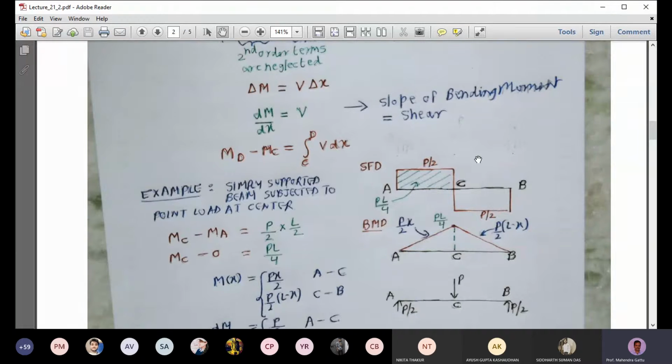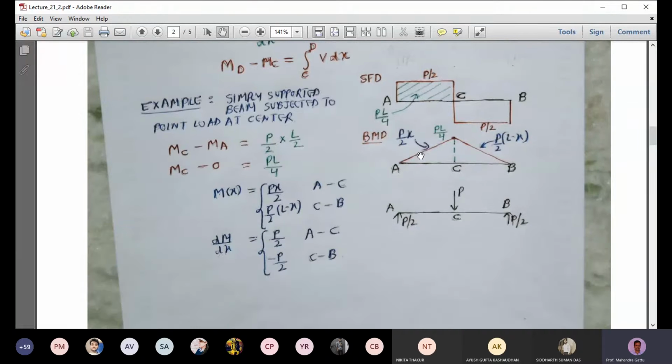So what else is there? Let's look at the slope of this line. The slope of this line is P by 2, which is equal to the shear force between A to C, and the slope of this line is minus P by 2, which is the shear force between C to B. So dM by dx is P by 2 between A to C, and minus P by 2 between C to B. So it is actually the shear force. We have looked at the differential form, and also the integral form, where we relate the area under the curve with the actual bending moment.